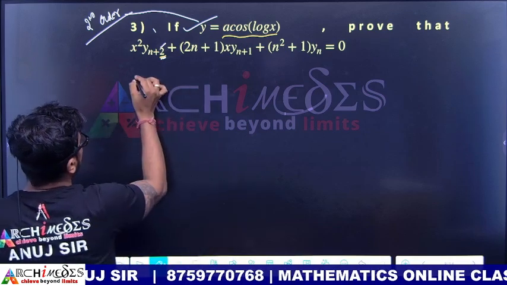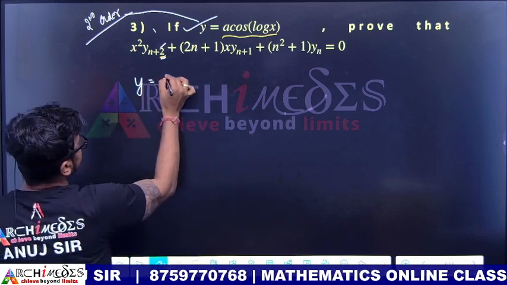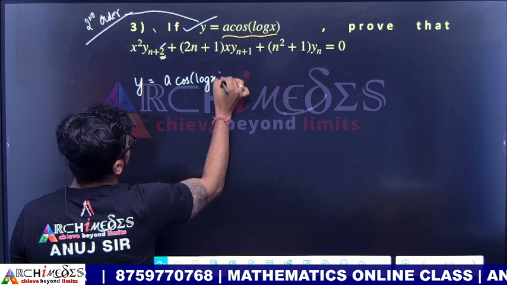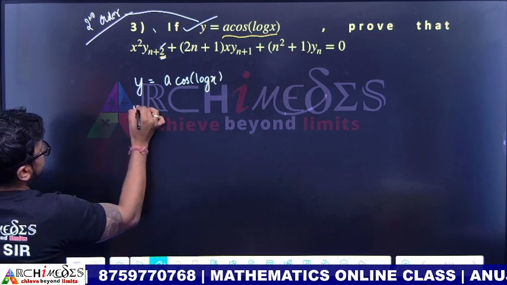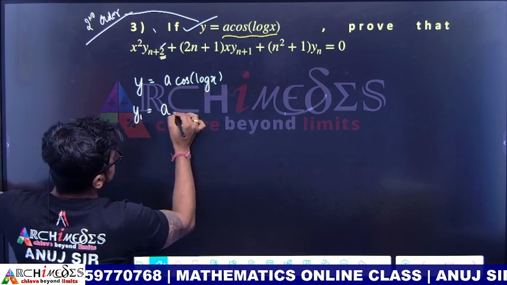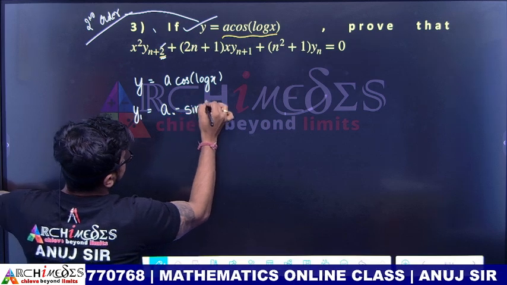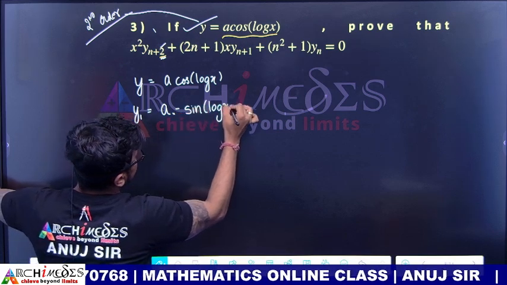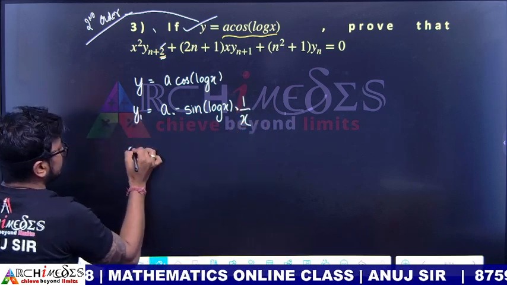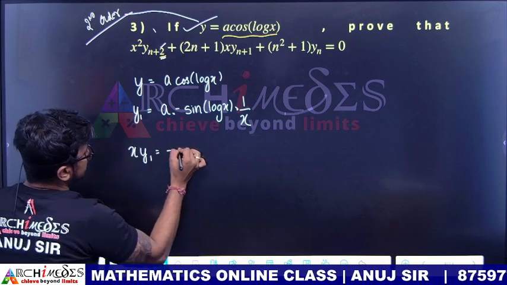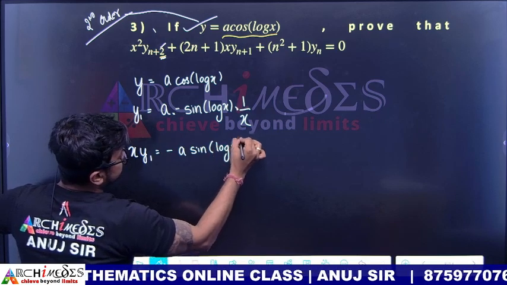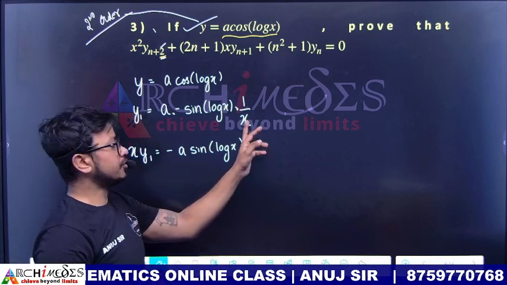So look, what is y1? y is a cos of what? Log x. What is y1? a is a constant term. d/dx of cos theta is minus sine theta. Again applying chain rule, d/dx of log x is 1 by x. You know, whenever there is a denominator, you have to cross multiply it. Michael, you know this thing. I've taught you this during your class 12 also. Whenever there is a denominator, cross multiply it.